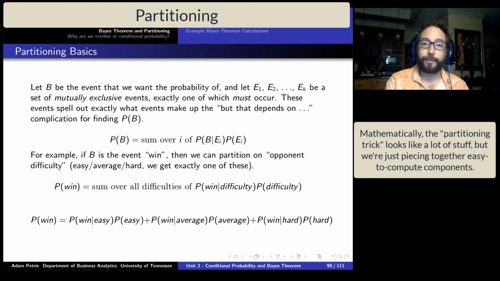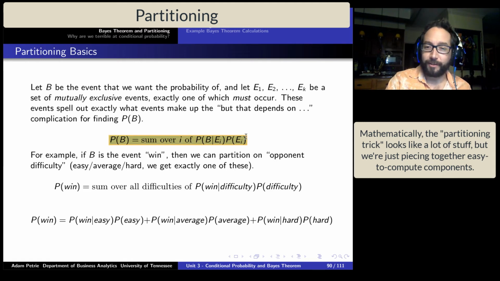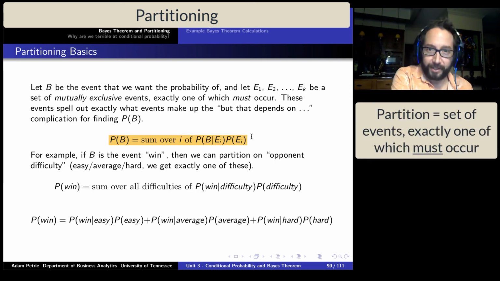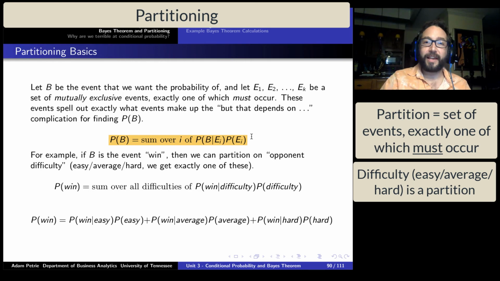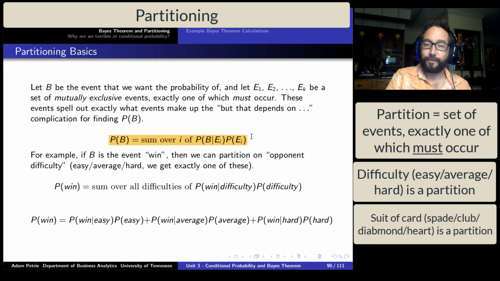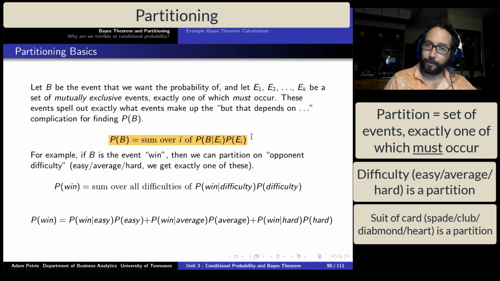One of the most powerful things that you can do in probability, because it allows you to calculate really hard things based on piecing together easier to calculate parts. So mathematically, if you love equation speak, this is how you would write it. You essentially identify a set of events that form a partition, like the difficulty of your opponent, and then you piece together the probability of your event of interest here, B, of winning, by considering all possible events in that partition, all different difficulties that you might have run across.